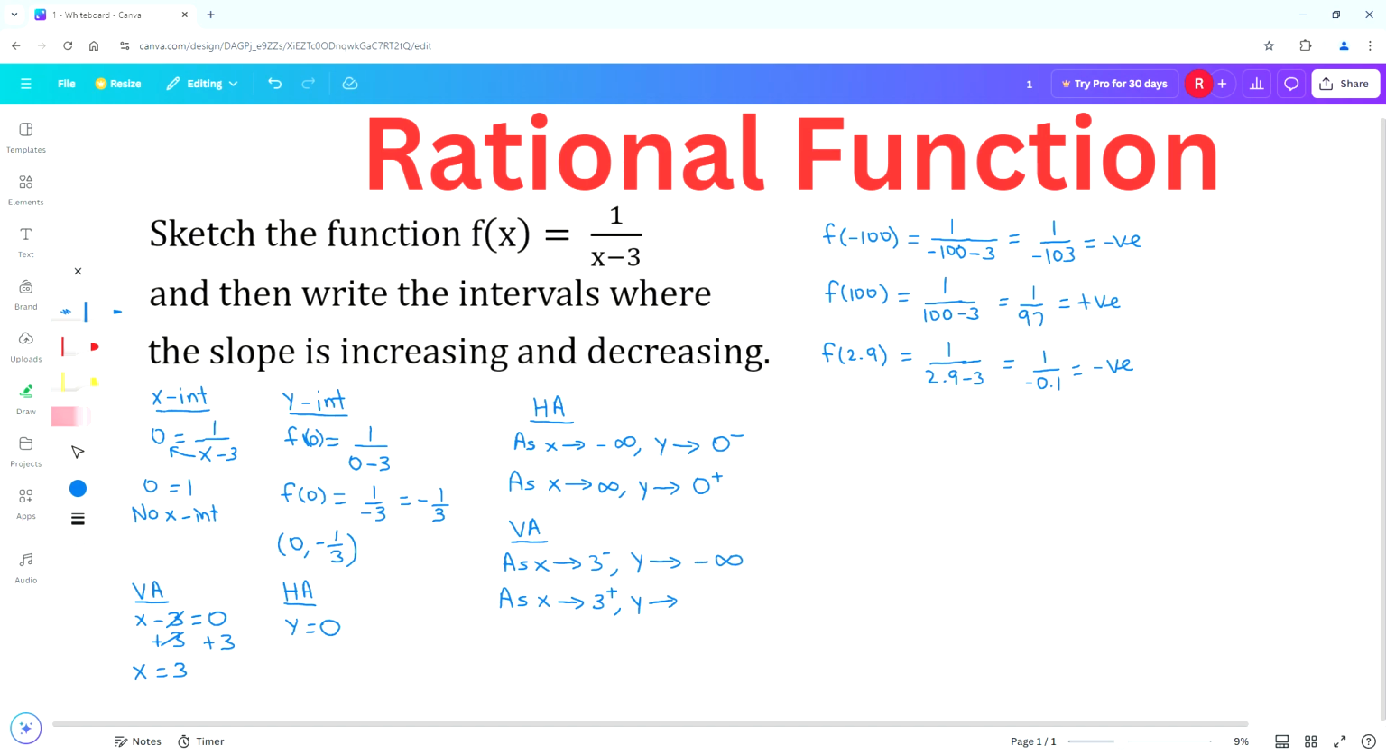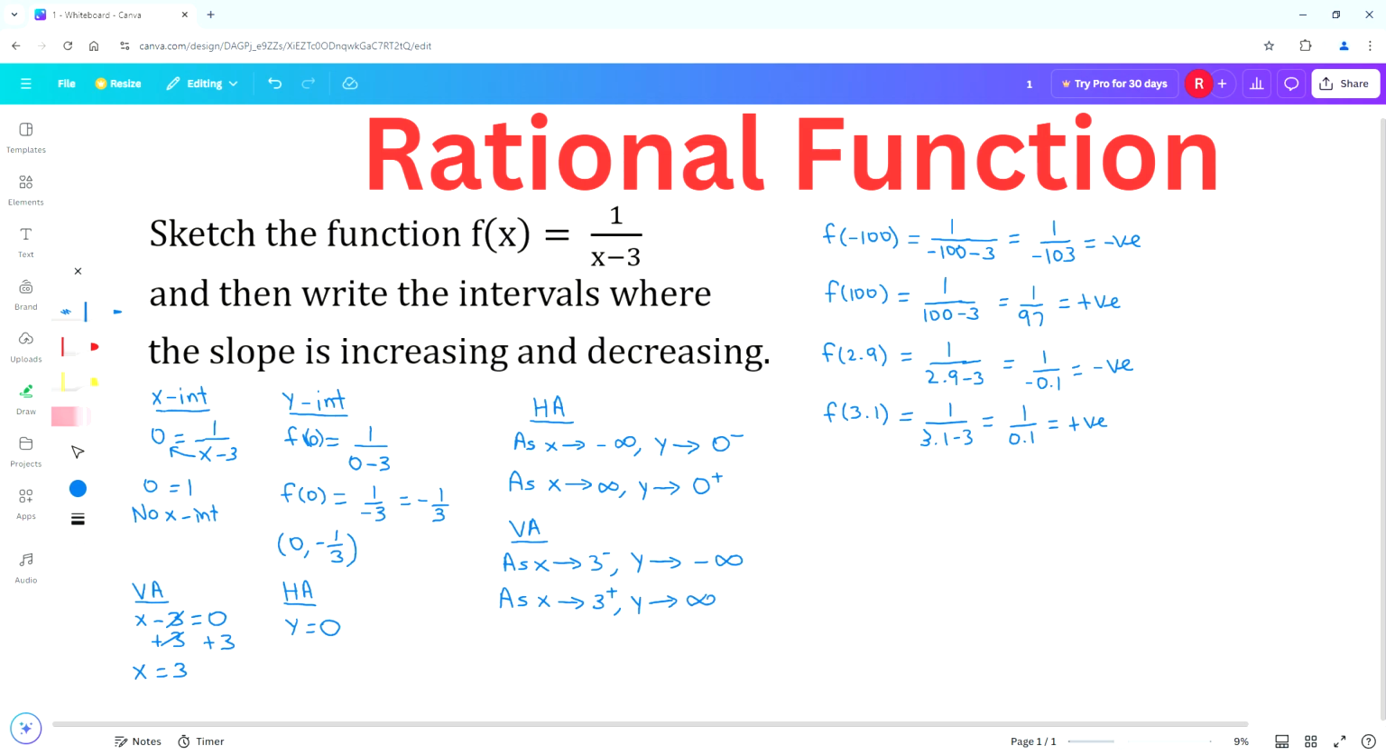Now we can do the test on the right side. We can sub in x as 3.1. This fraction has a positive value. That means on the right side of the vertical asymptote, the function approaches positive infinity.